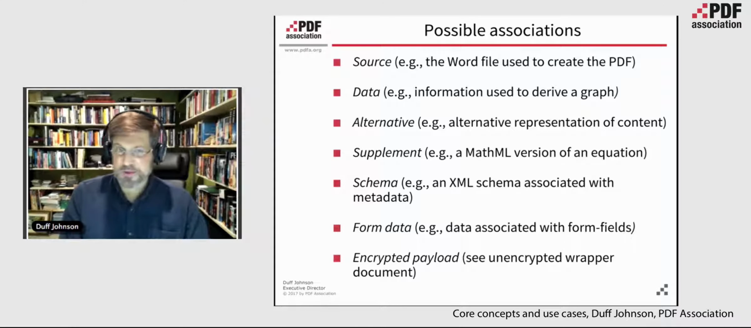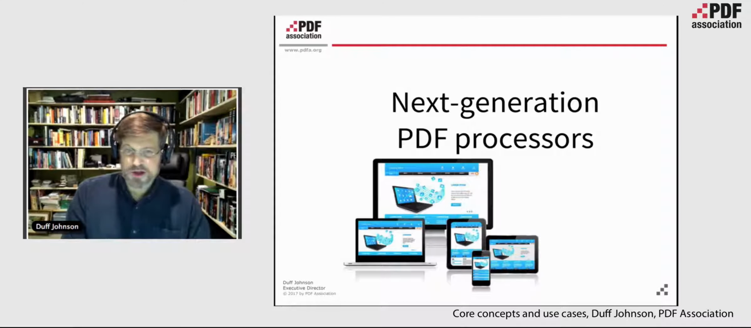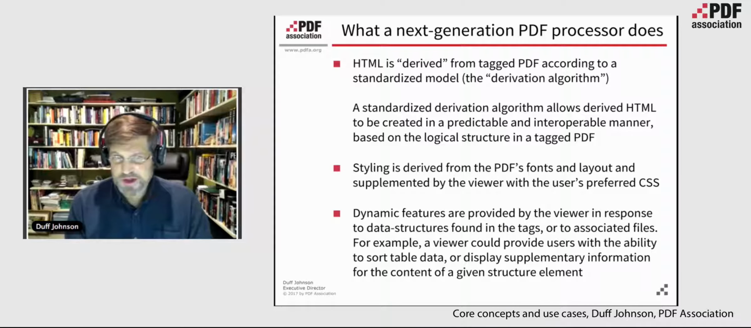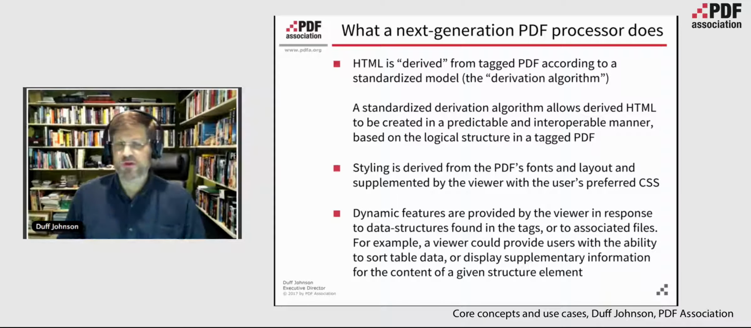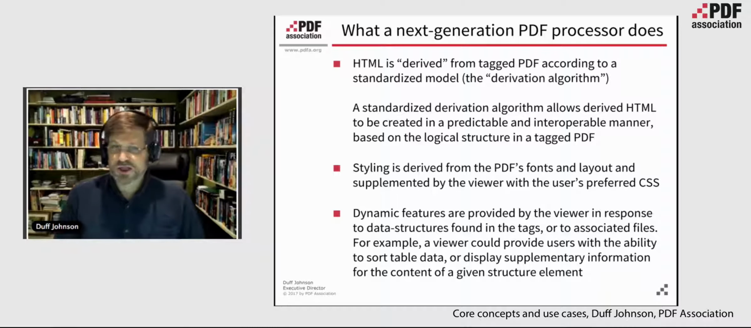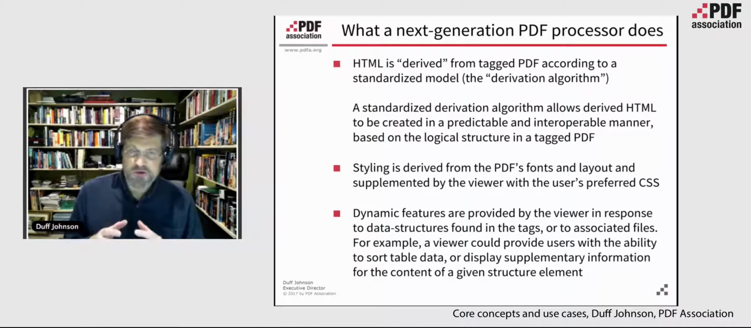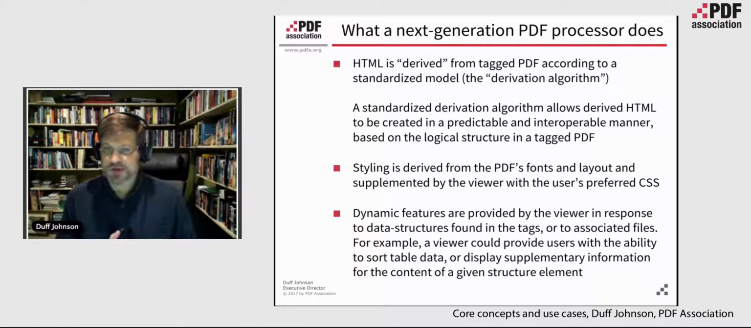So about the processors, what do we require of them in some significant way? A next generation PDF processor, number one, is first and foremost responsible for being able to derive HTML from a tagged PDF using a standardized model. And this is probably the heart of next generation PDF, is the idea of this derivation algorithm.